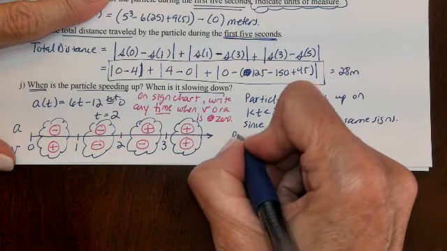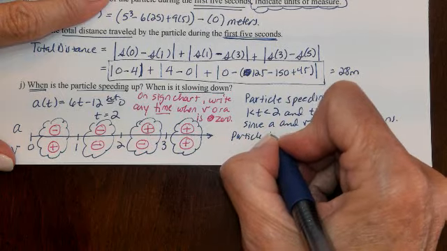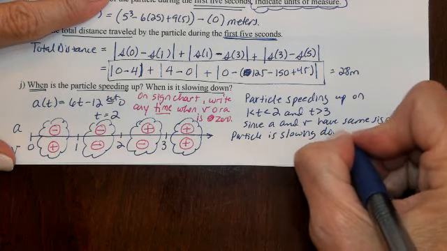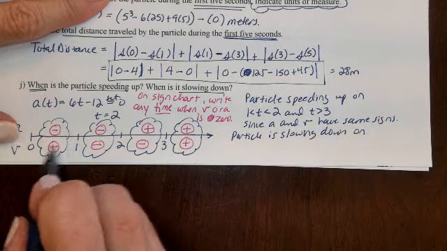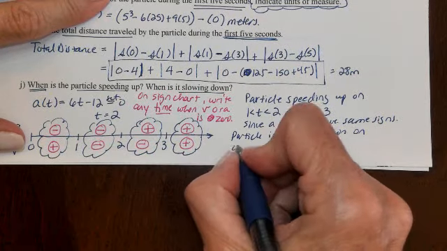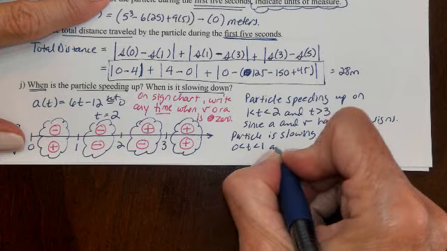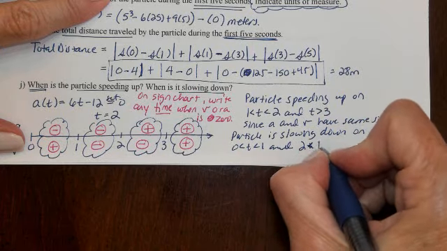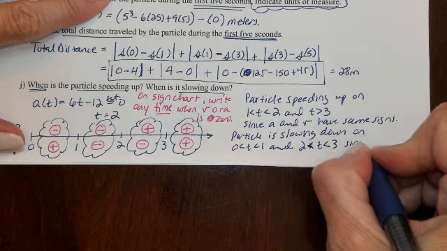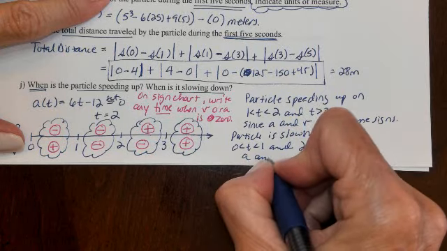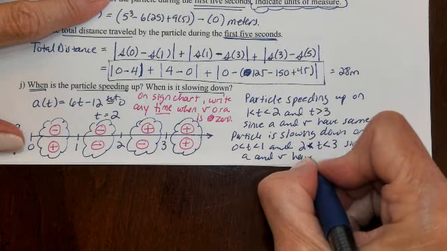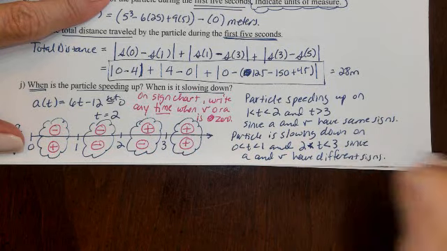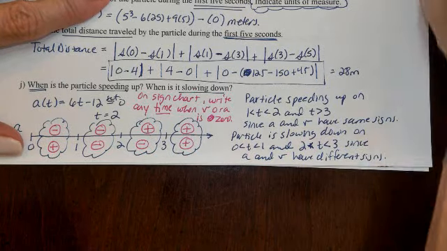And the particle is slowing down on, okay, 0 to 1 and 2 to 3, since A and V have different signs. Okay?